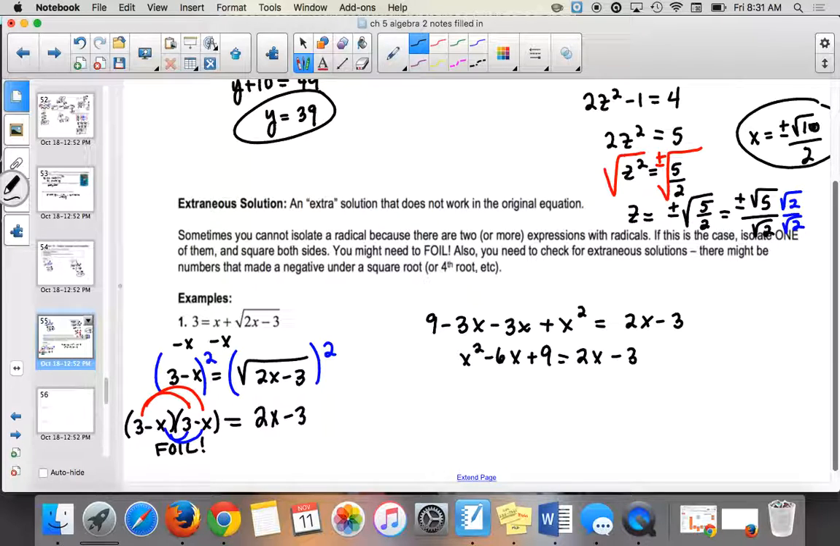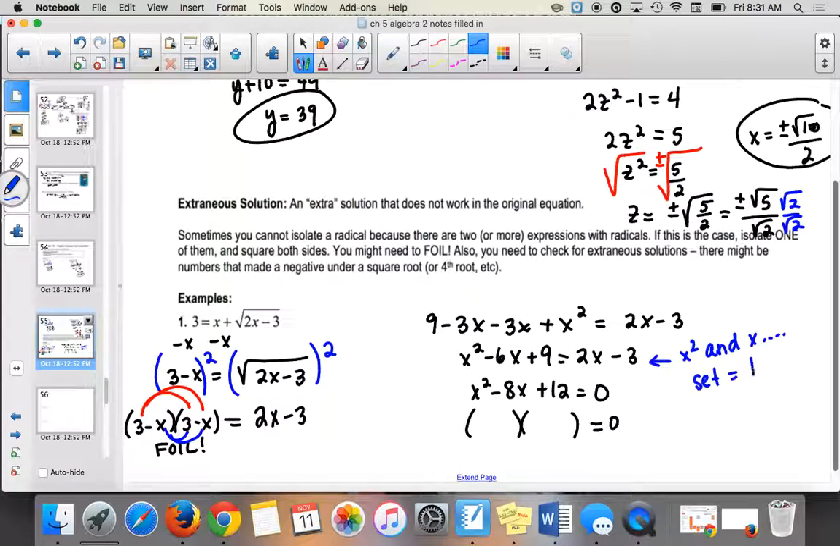So you're going to see this all the time in Algebra 2 now. So when you have x's and you have x squared terms, you have to get everything on one side of the equation and you have to factor. Okay? So I'm going to subtract the 2x over, so I'm going to have x squared minus 8x, and I'm going to add the 3 over, so I have a plus 12 is equal to 0, and we factor. So we have x squared and x there, so we're going to set it equal to 0 and then factor.